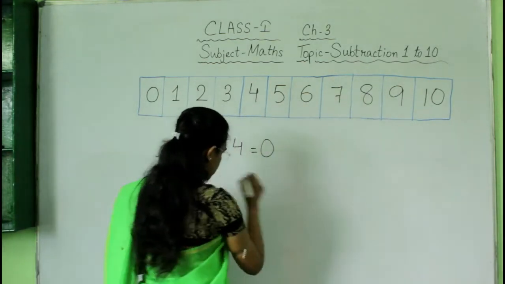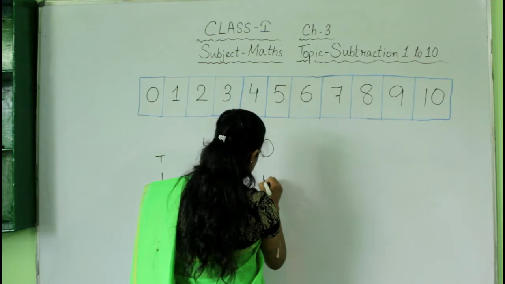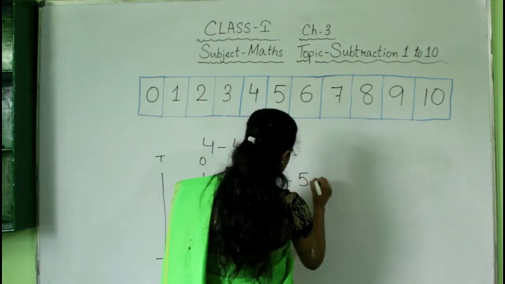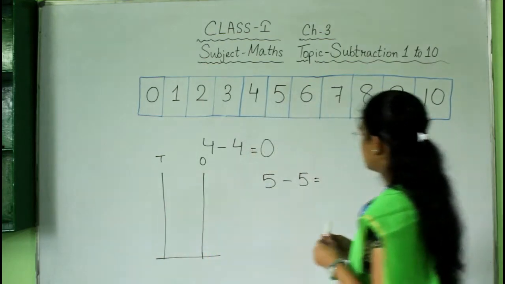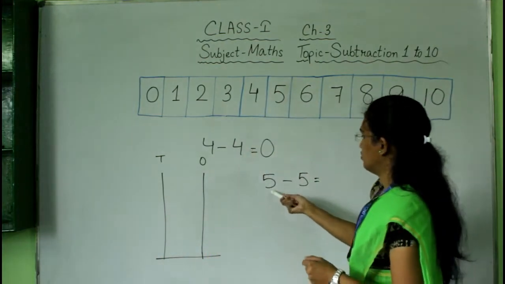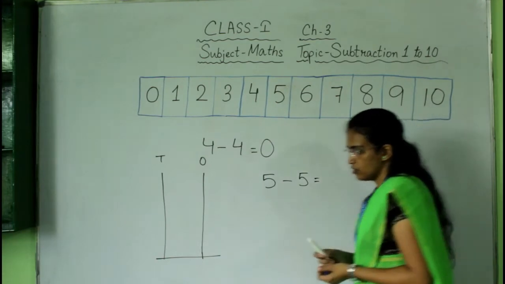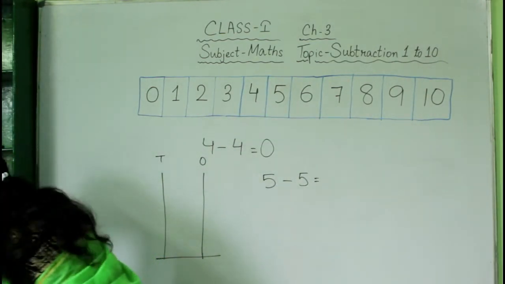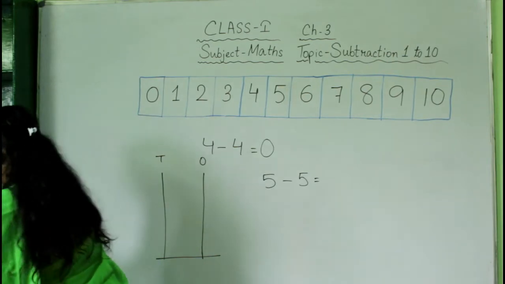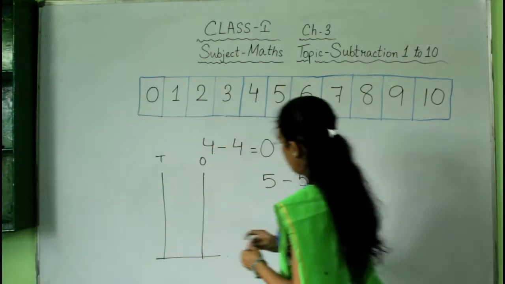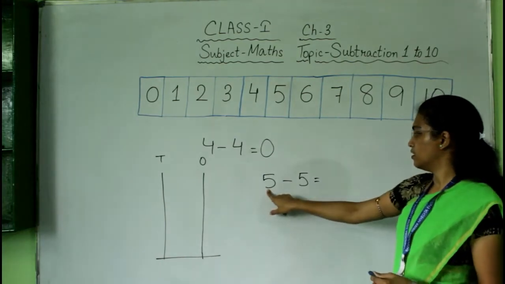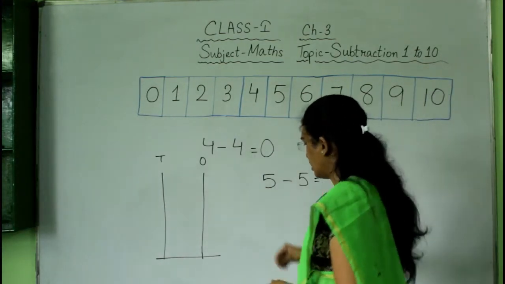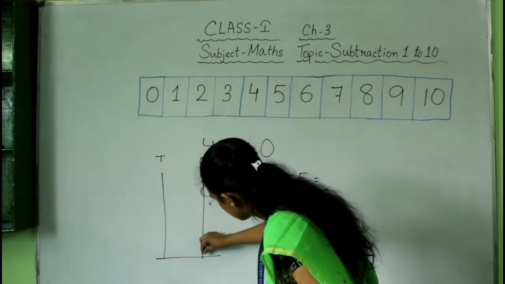Now again I will show you. 5 minus 5. So how many balls we have to put? 5 balls. Where? In one's place. Yes. So let's put 5 balls in one's place.